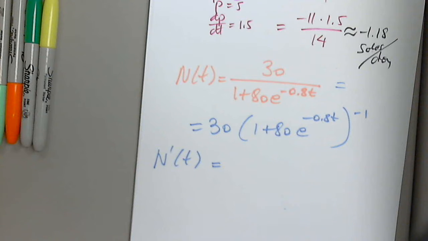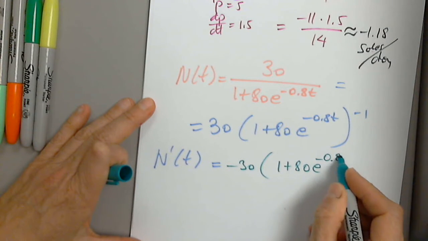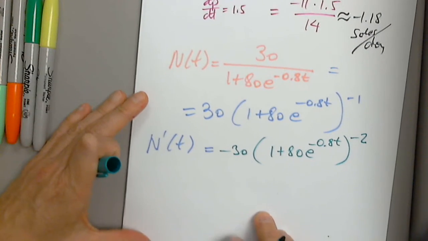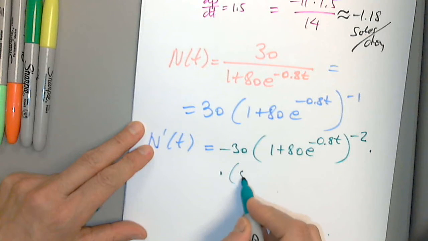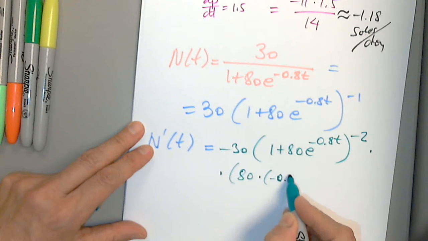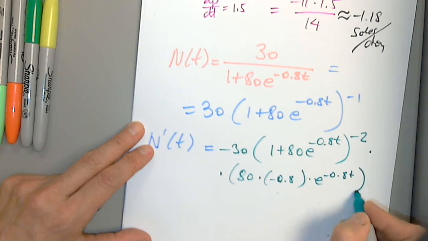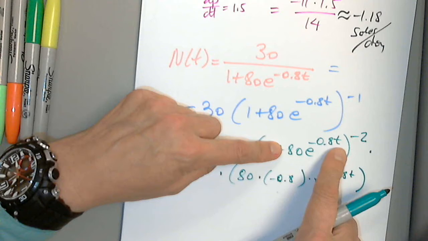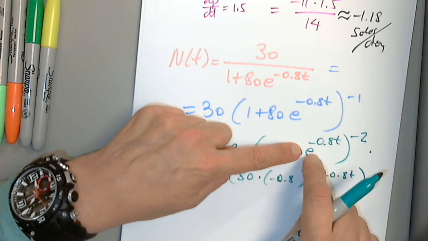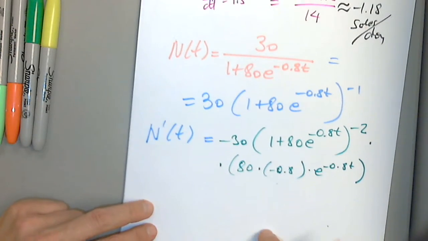Very good. Is it negative 30, and then in parentheses 1 plus 80 e to negative 0.8 t, raised to negative 2, times the inside, which is times the inner prime. 80 multiplied by negative 0.8 times e to negative 0.8 t. So when I differentiate the 1, I get 0. When I differentiate a constant times a function, the constant stays outside. When I differentiate e to u, I get e to u times the inner function prime, which is negative 0.8.